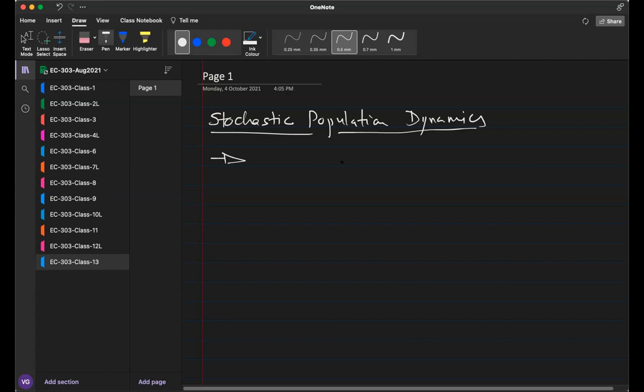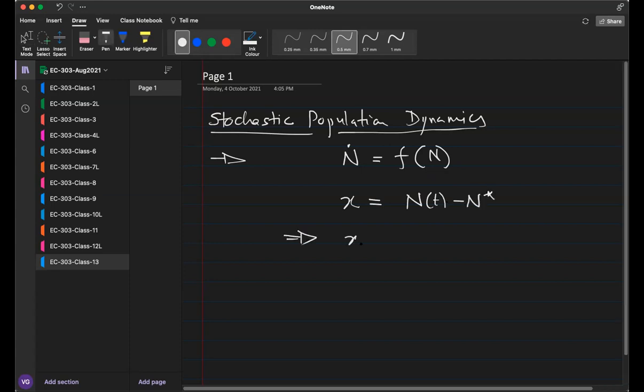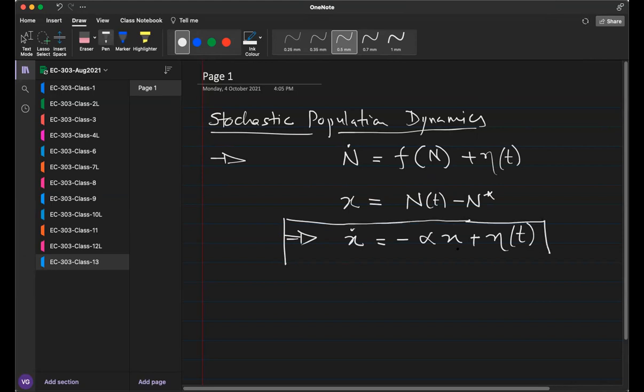And so we started looking at an equation of this form in general, a population dynamical equation of this form. If we define x as the perturbation from the equilibrium, we showed that under linear approximation, it followed the following dynamical equation, right? The perturbation follows this simple dynamical equation. And this is a very well studied and important process known as the Ornstein-Uhlenbeck process in the stochastic process literature.